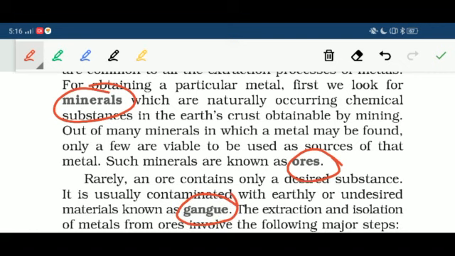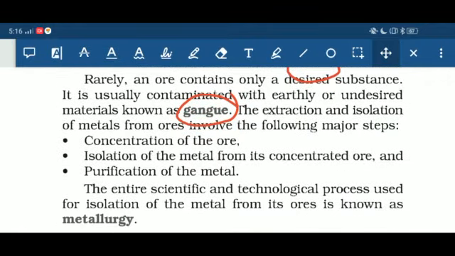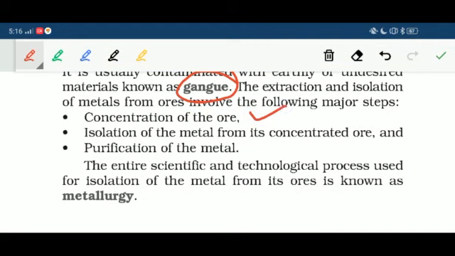Therefore, the extraction and isolation of metal from the ore involves the following major steps: concentration of the ore, which means removal of gangue from the ore, isolation of the metal from its concentrated ore, and finally purification of the metal, which is known as refining. And this entire scientific and technological process used for isolation of the metal from its ore is known as metallurgy. So in simple language, we can say it is a scientific study of metals and their uses.